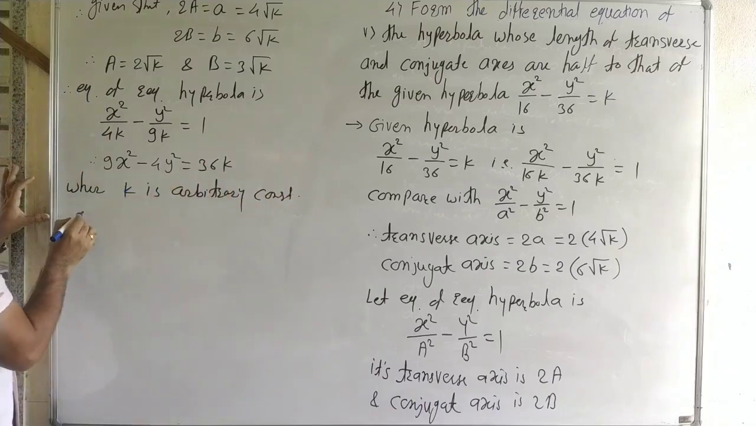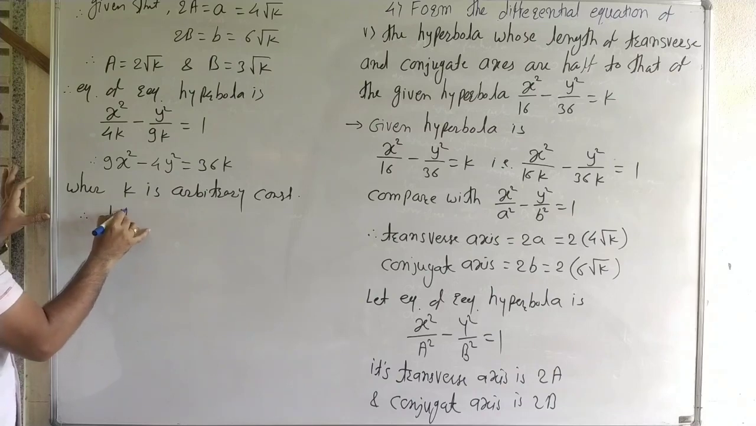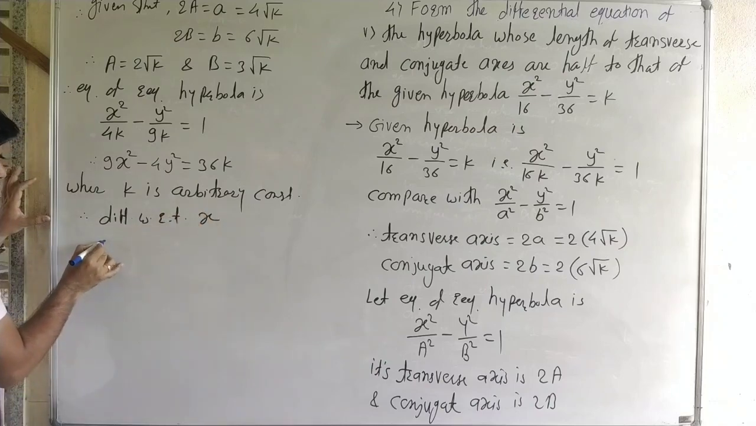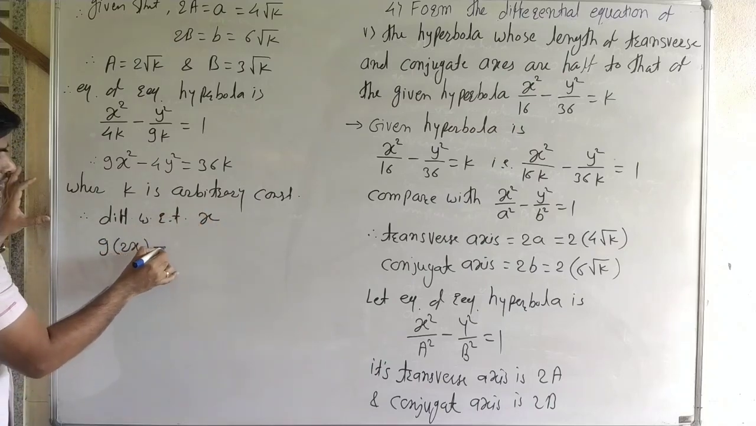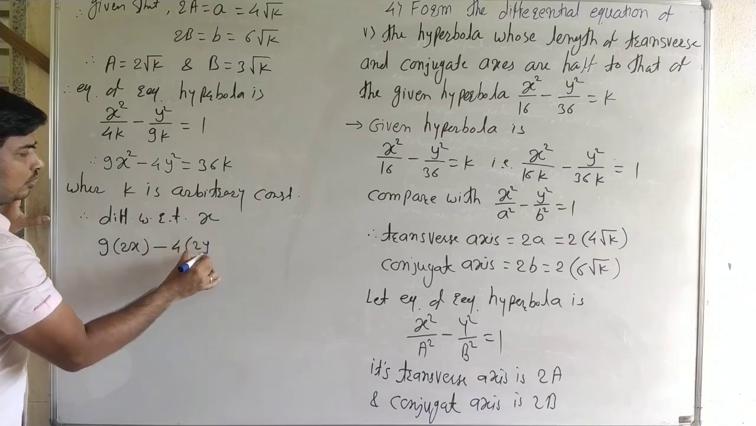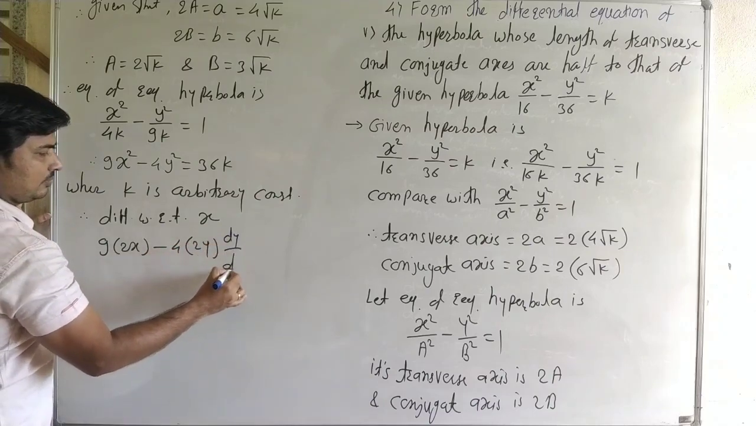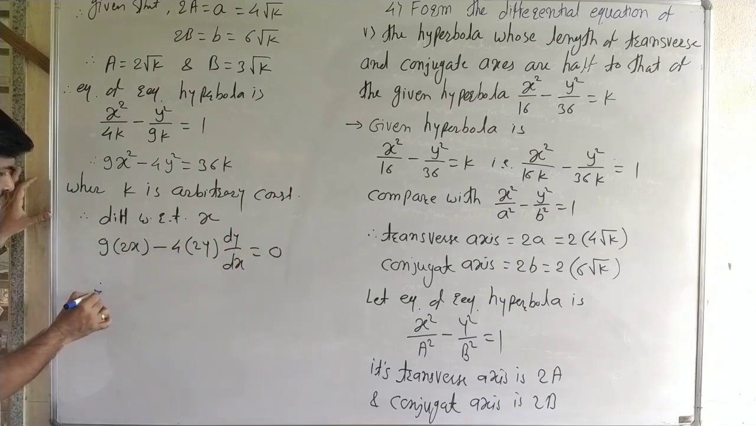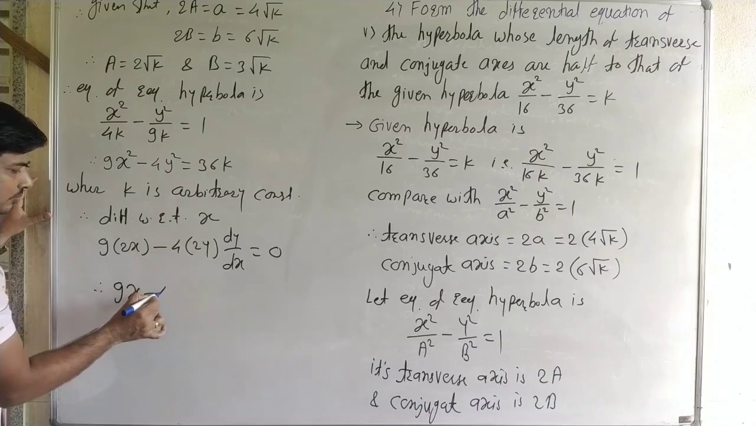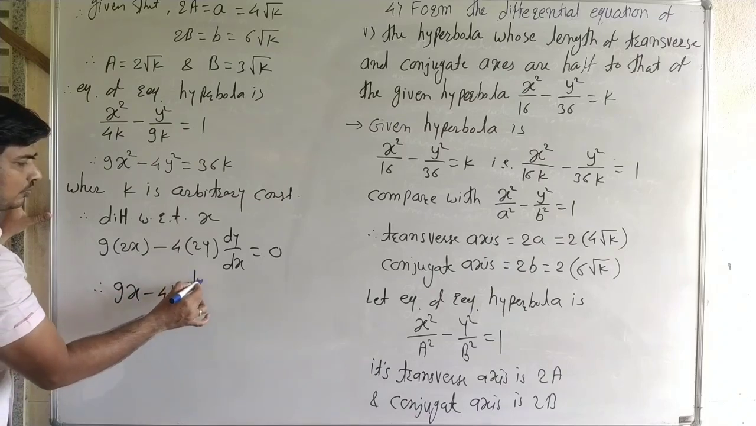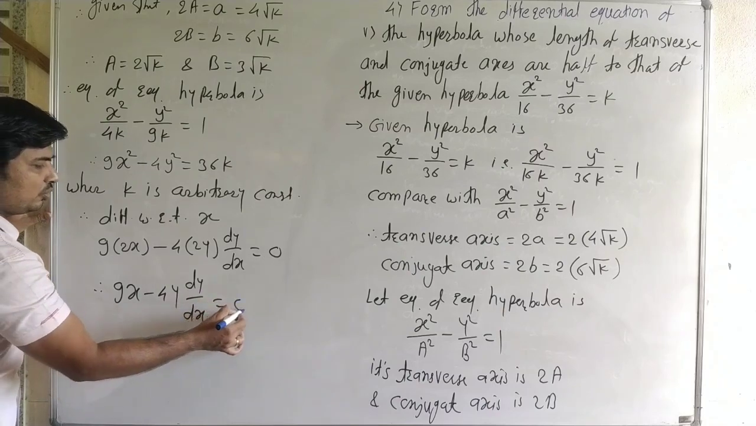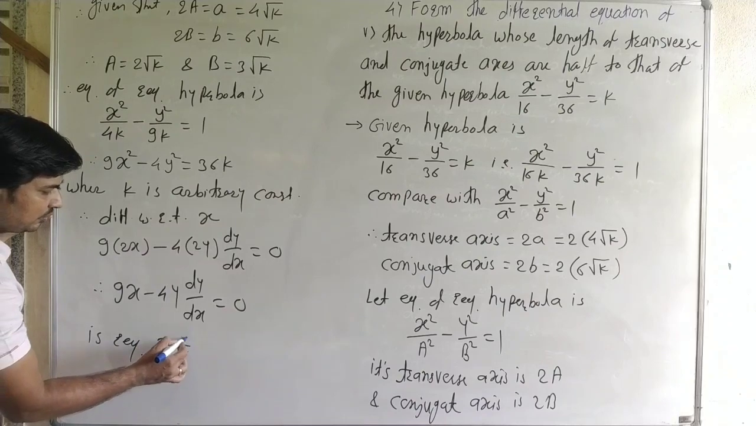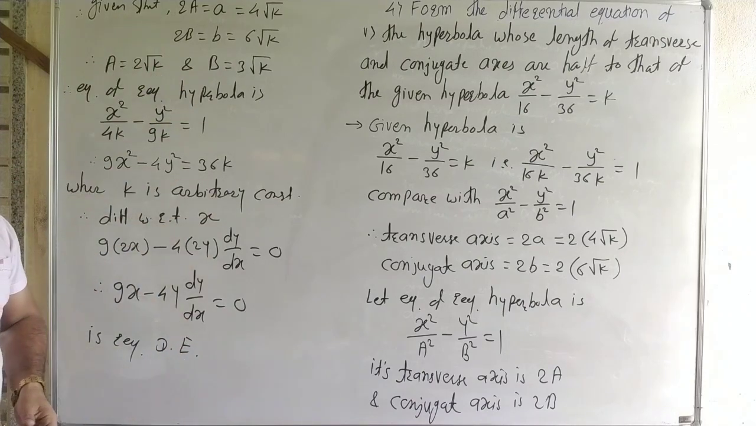Okay, here therefore differentiate with respect to x. Nine into 2x minus 4 into 2y dy by dx is equal to 0. Now this 2 is taken common and gets cancelled, and then at last 9x minus 4y dy by dx is equal to 0 is the required differential equation. Okay, see carefully this.